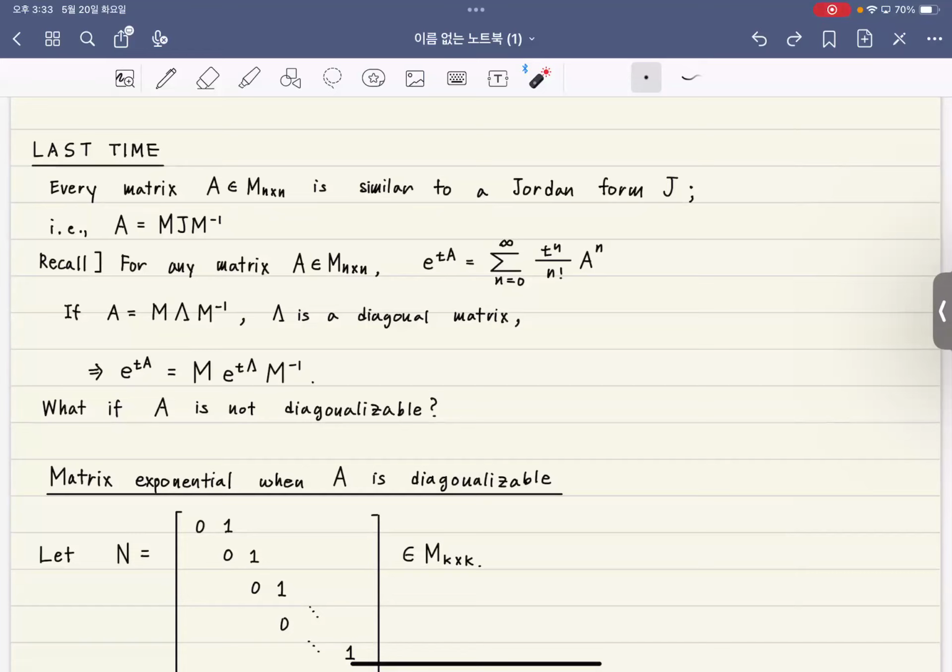If A allows diagonalization, the matrix exponential is very easy to find. But what if A is not diagonalizable? This is the topic that we will be interested in today's lecture. The conclusion is the Jordan form of the matrix A.